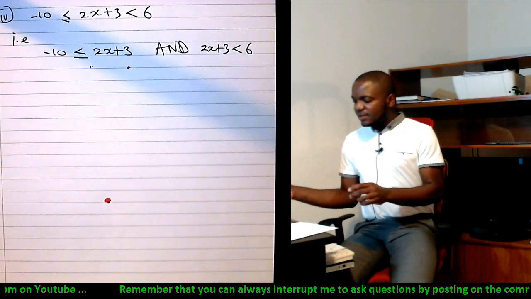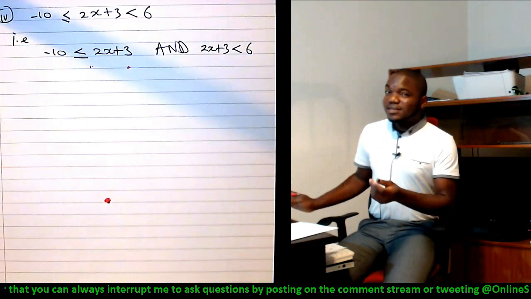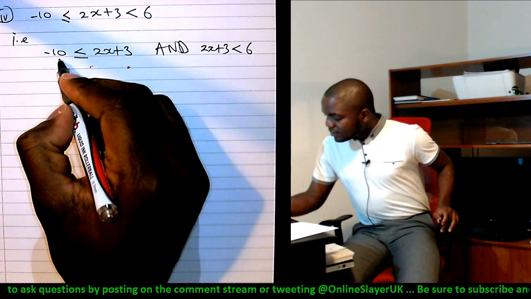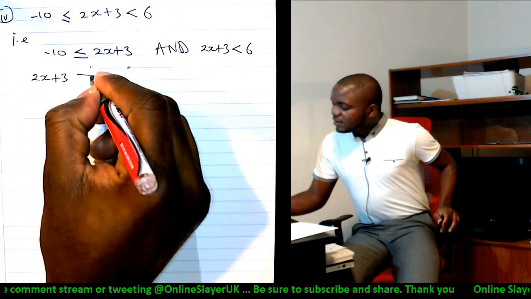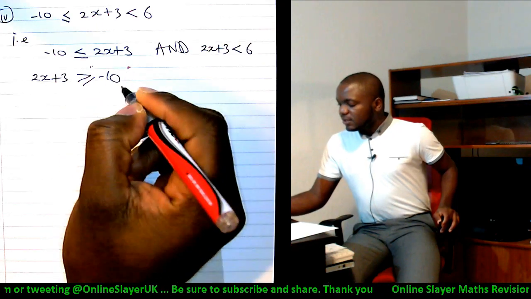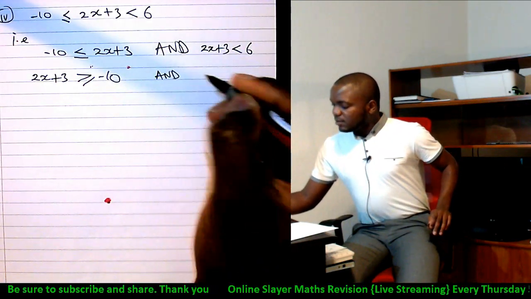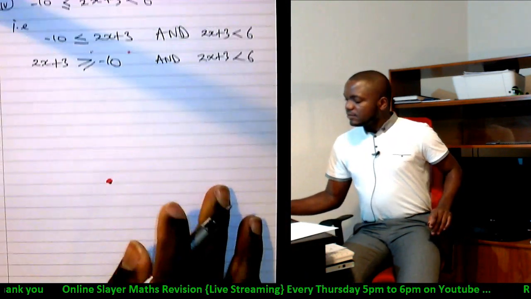So let's be serious now. Okay, if I tell you that A is less than B, that means that B is greater than A. So if minus 10 is less than this term, then it means that this term, 2x plus 3, is greater than or equal to minus 10. So it's okay, we've not done anything serious. It's just a simple protocol. And this says 2x plus 3 is less than 6.